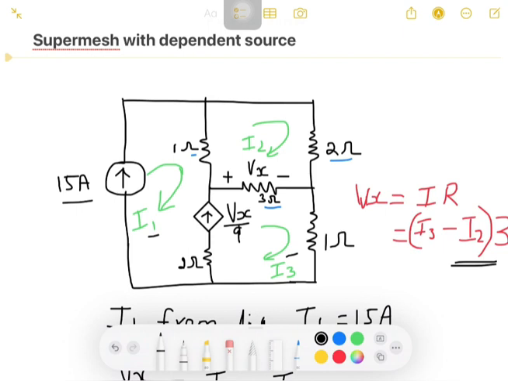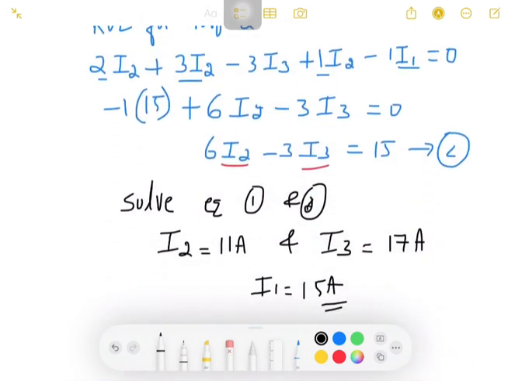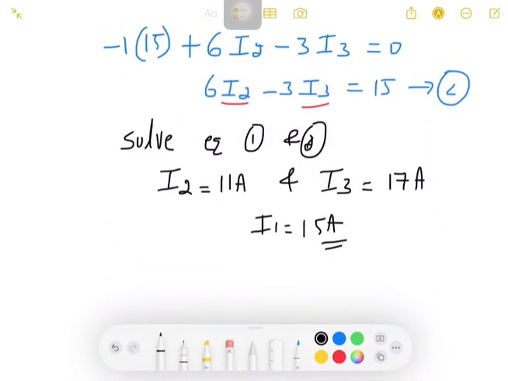So I hope you got how to solve the problem whenever you have a dependent source with a super mesh.